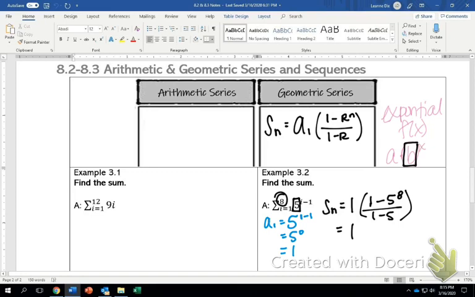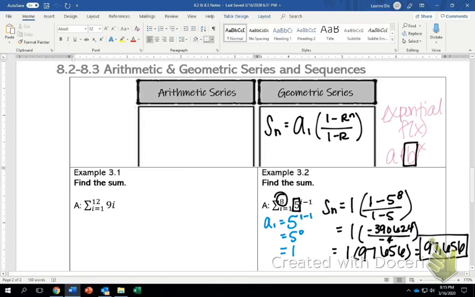top. If we were to just focus on the top, we're going to get negative 3,90624, all of that over negative 4. And if we divide that out, we're going to get 97,656. And if we multiply that, anything times 1 is itself. So our final answer is 97,656. And this is our answer.